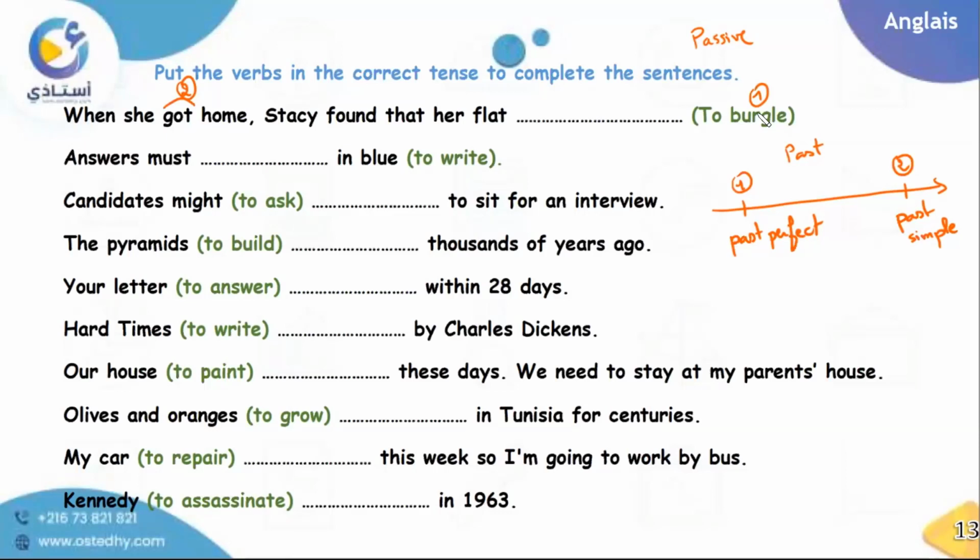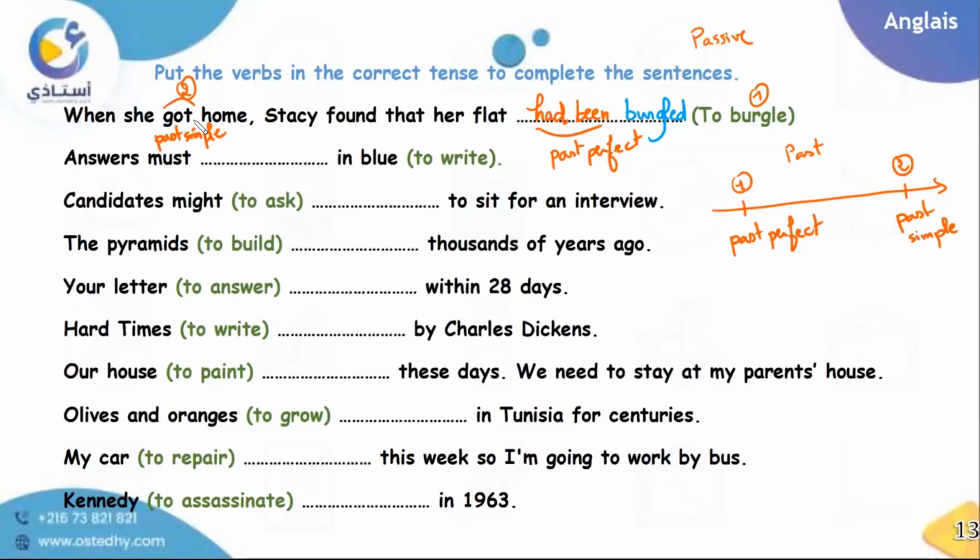So we would put the verb to be here in the past perfect because it happened first. The first action is the burgling. So had been, past perfect, plus, of course, the past participle of burgle, burgled, a regular verb. So know that this is the first action that happened. It needs to be in the past perfect, or it happened before another action in the past. The first action is in the past perfect. The second one is in the past simple.